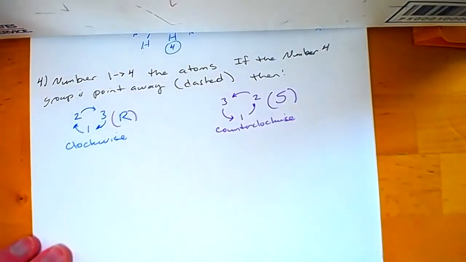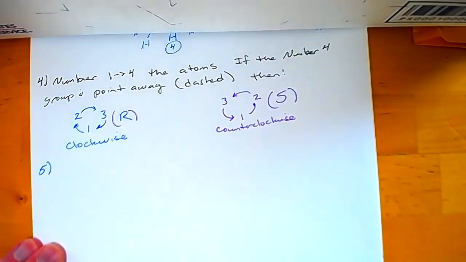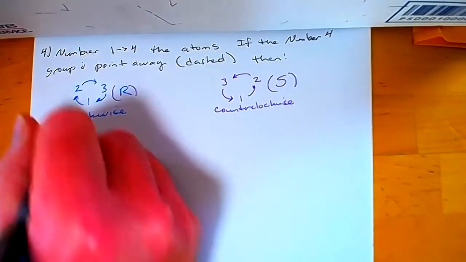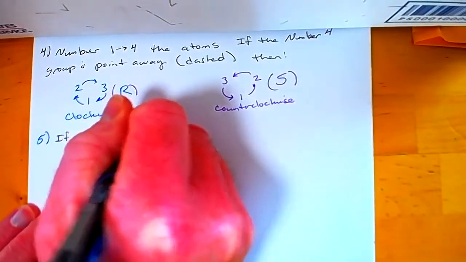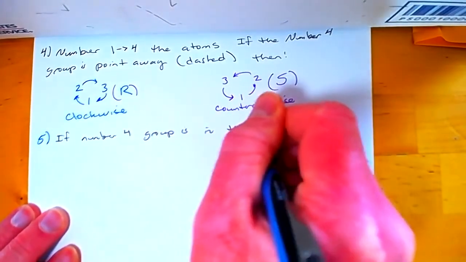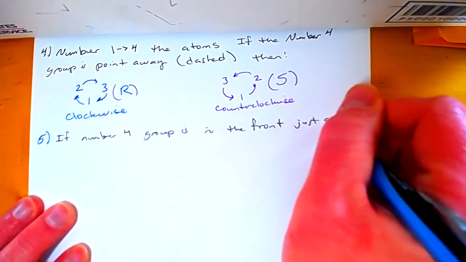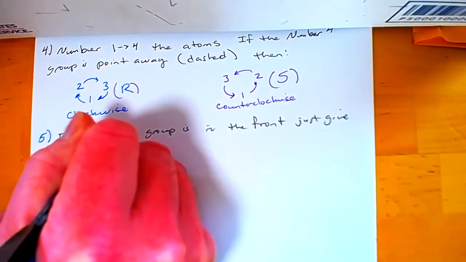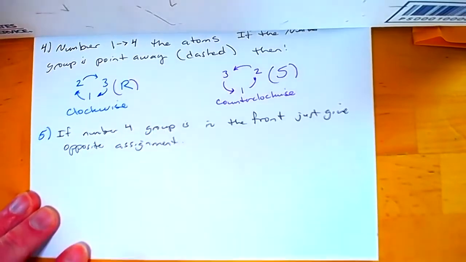Now, if you've made it down to this point, you could ask yourself, well, what if the number 4 group is not pointed away? If the number 4 group is in the front, just give the opposite assignment. It's very simple. You just have to give it the opposite.